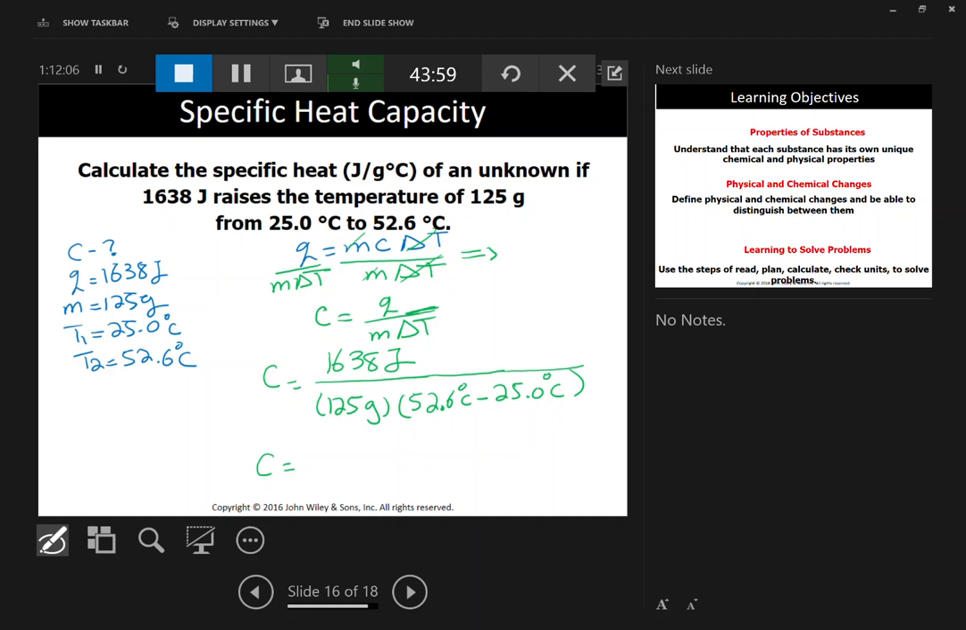So what's the answer? I have 0.475. And then in terms of unit, it comes out to joules per gram Celsius.